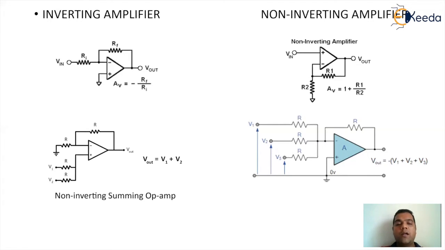When we talk about the inverting summing amplifier, there is one more example in the right hand side lower circuit, where we give three inputs V1, V2 and V3 with the same resistances R, R and R, and the feedback resistor is also R. The input is given to the minus pin, and the output will be minus of V1 plus V2 plus V3. This is what I mean by an inverting summing operational amplifier. So a summing amplifier can be realized using either category, whether inverting or non-inverting.